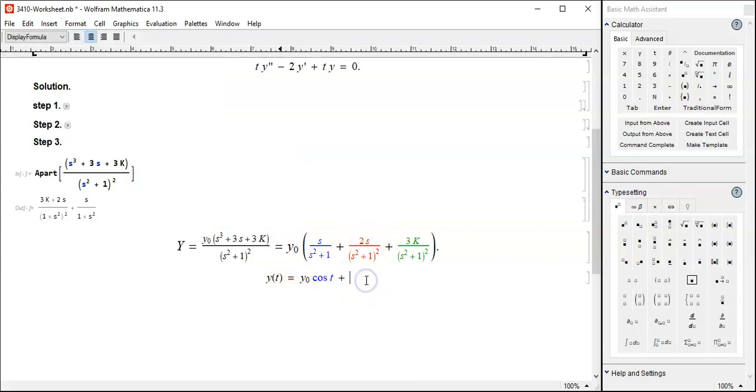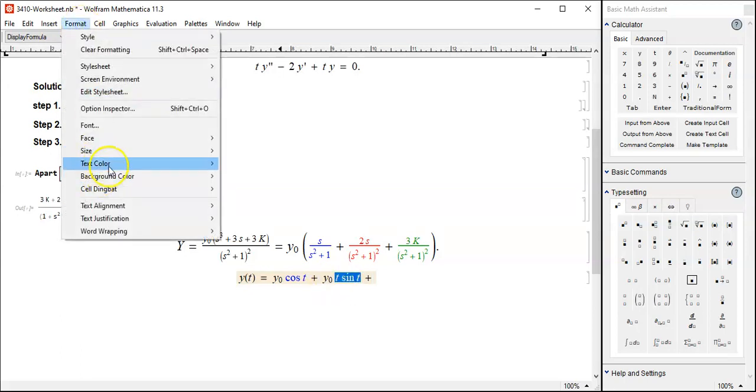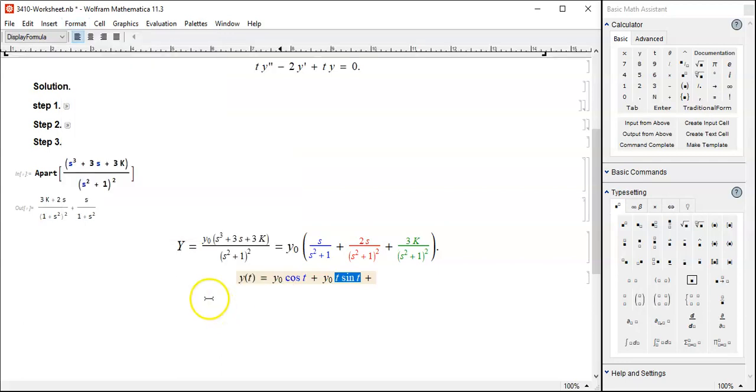How about this one? 2s over (s squared plus 1) squared. Oh, wait a minute. Is it sine or cosine or... I forgot again. Let's see. s over... okay, that's that. And then this one I think is sine. I stopped recording and looked up the table from our textbook. I couldn't really find it, so let me use a computer algebra system.